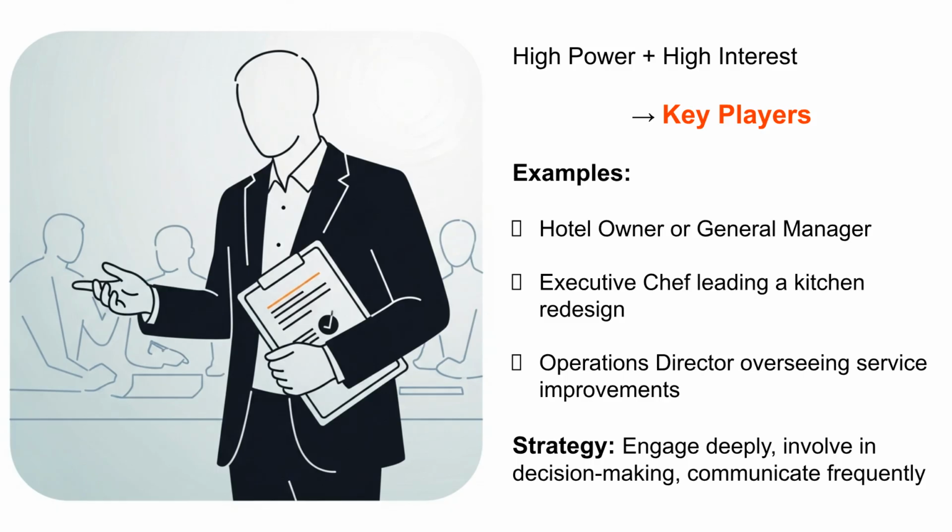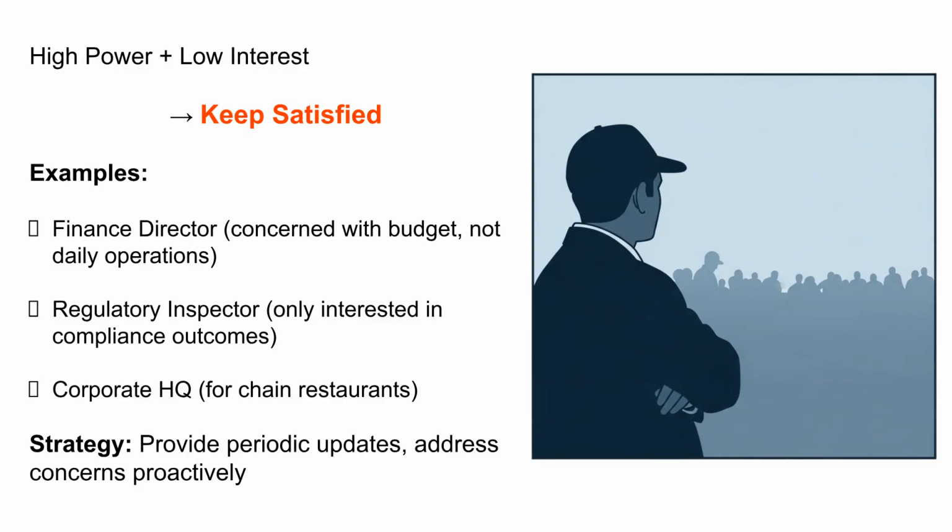Key players with high power and high interest include roles like a hotel owner or executive chef. The strategy for these individuals is deep engagement, involving them in decisions and frequent communication. For those with high power but low interest, like a finance director or regulatory inspector, the goal is to keep them satisfied. Provide periodic updates and proactively address their specific concerns, such as budget or compliance.